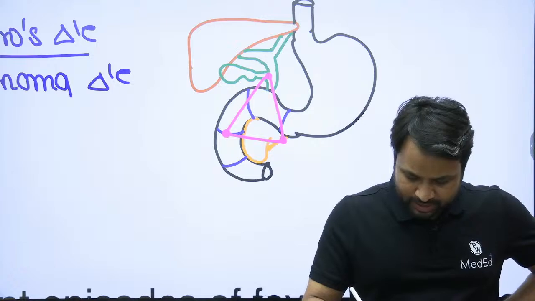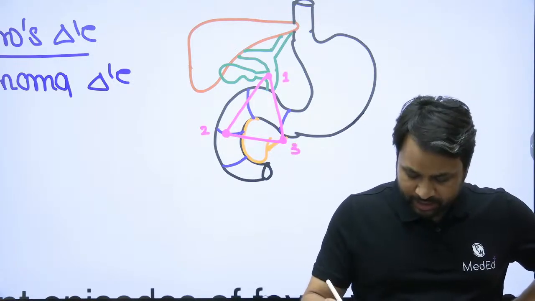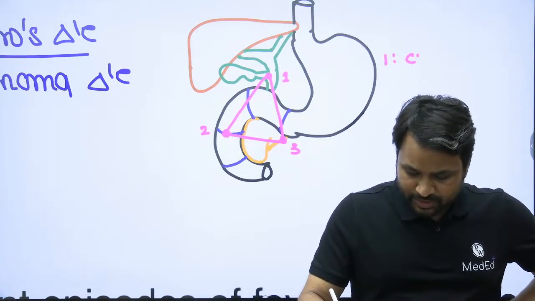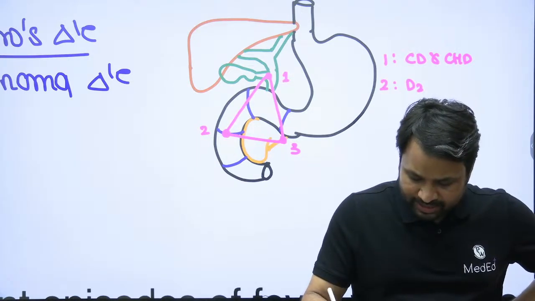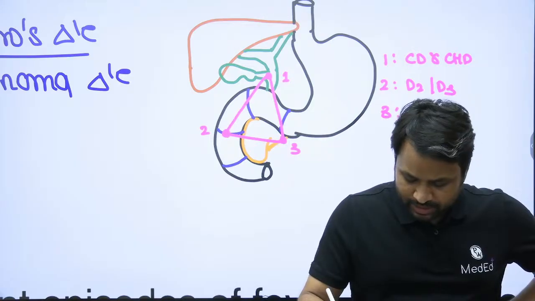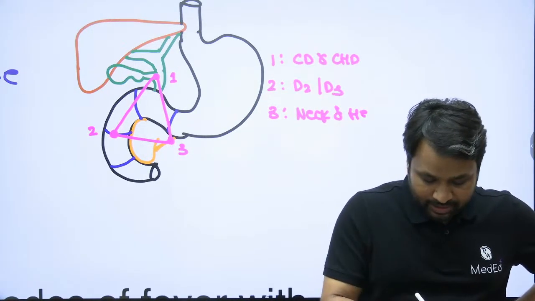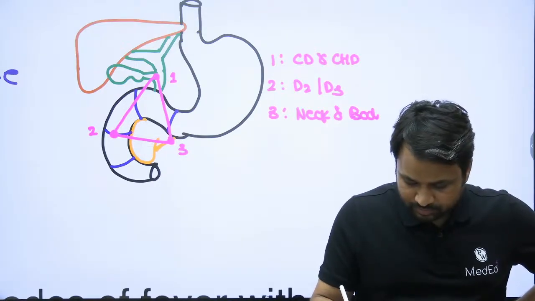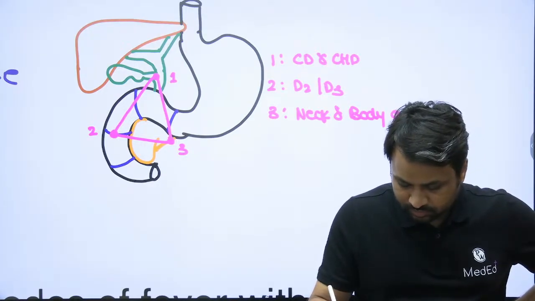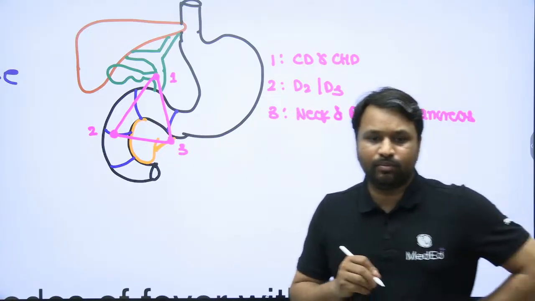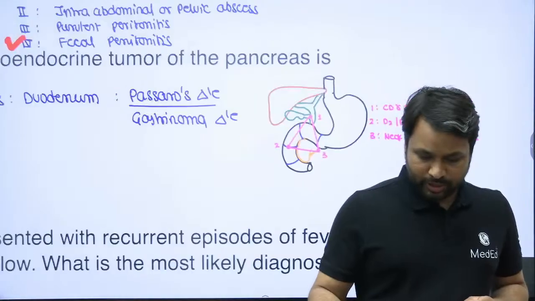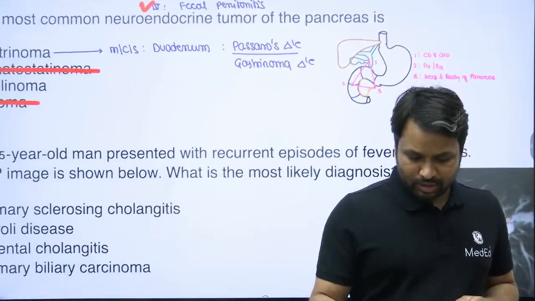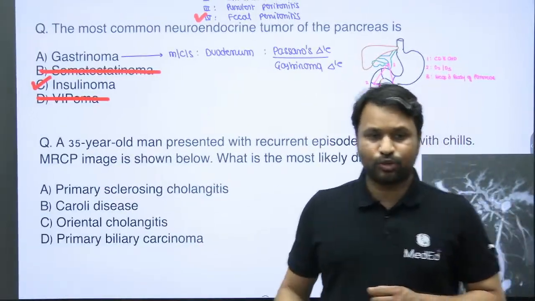So here, what do you have? This is point number 1, point number 2, point number 3. Point number 1 is the junction between the cystic duct and the common hepatic duct. Point number 2 is between the second and third part of the duodenum. The third point is between the neck and the body of the pancreas. This is with respect to Passaro's triangle.